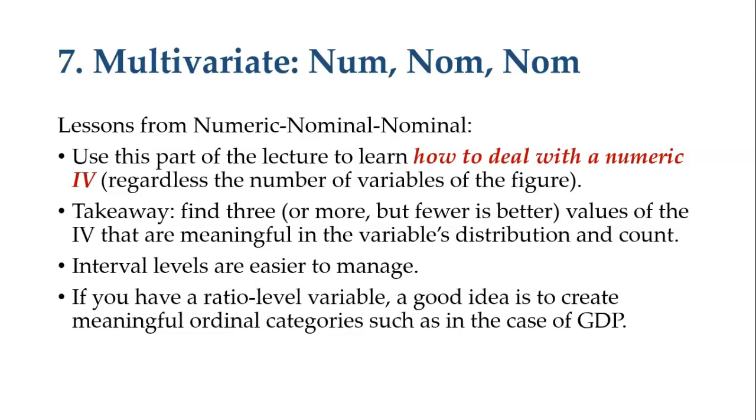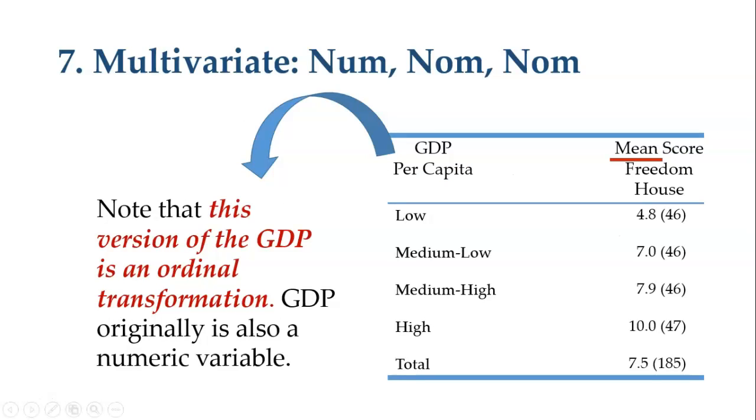Interval levels are easier to manage than ratio levels. When you have the ratio level, a good idea is to create meaningful ordinal categories, such as in the case of the GDP. Remember here, the GDP is actually a ratio level variable. And what Pollock did here is to prepare these 4 categories: low GDP, medium low, medium high, high, okay? That's a good strategy to handle the complexity of 2 numeric variables.